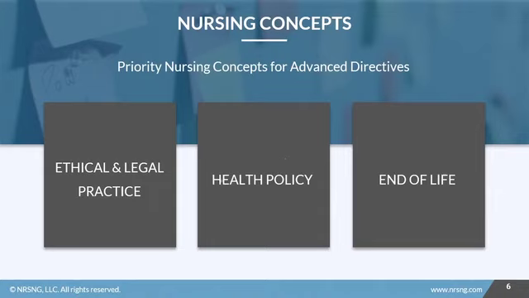So let's take a look at some nursing concepts when we talk about advanced directives. Advanced directives are a direct reflection of ethical and legal practice. They're also a product of health policy. These situations could be complicated, so it's nice to refer back to laws that help dictate what steps we need to take. And lastly, we're talking about end of life care, and it's not always an easy subject to talk about, but it definitely goes hand in hand with advanced directives, and it's always important to know your patient's wishes regarding their care. So you need to be an advocate for them.